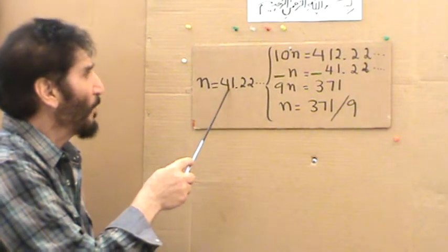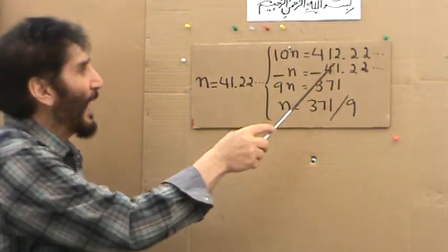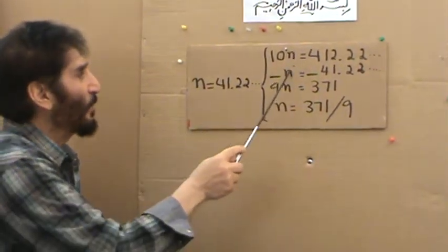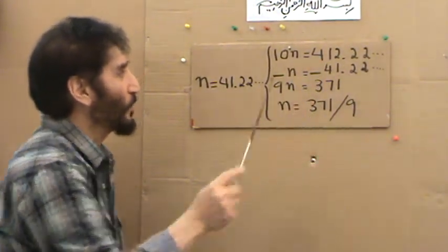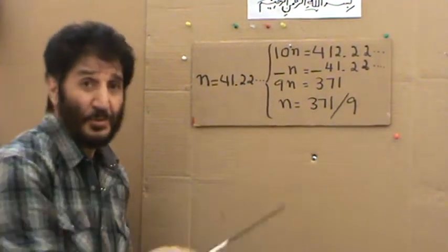Now the other one that I went through directly is that I said, okay, if I multiply this one by what? By 10, the decimal point will align. You see that? So I say, okay, let's multiply this one by 10. I get 412.222222 and so on. And the n is 41.2222 and so on.